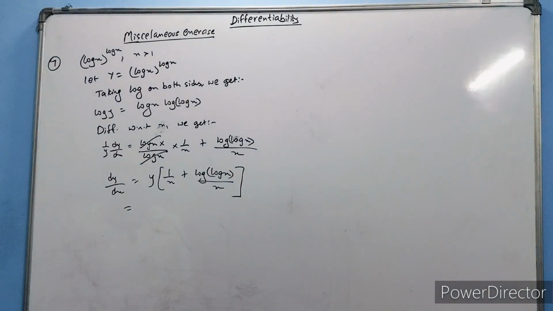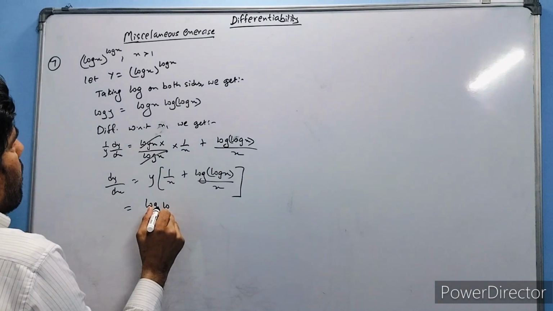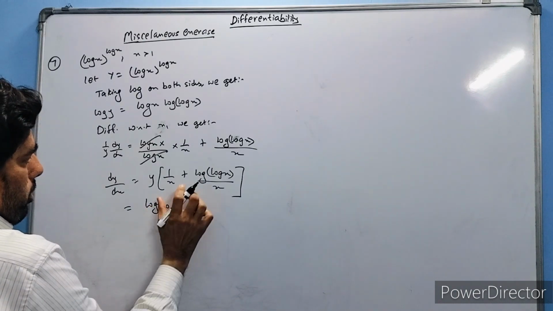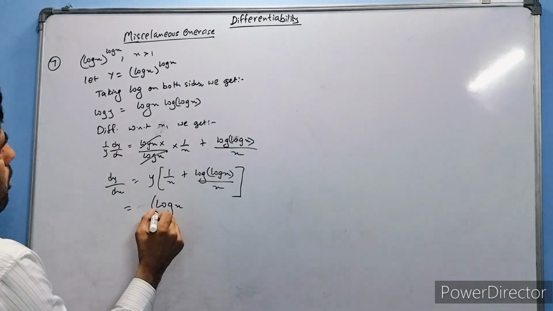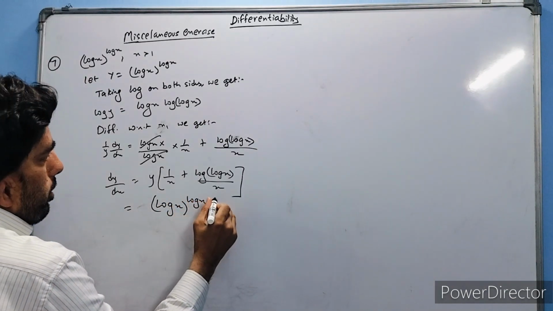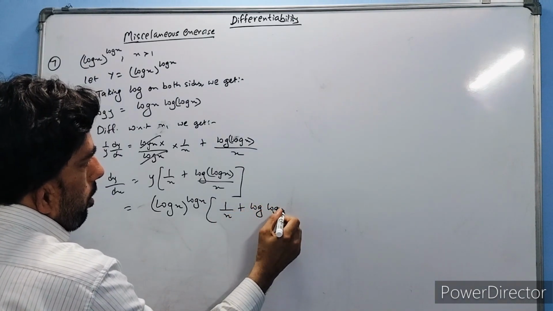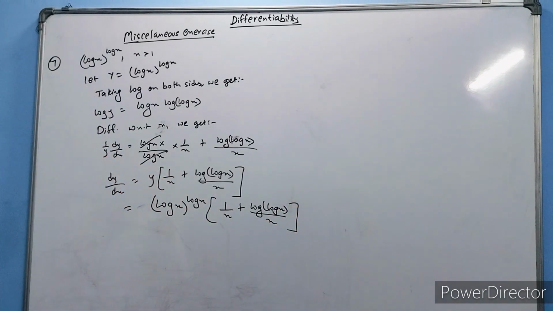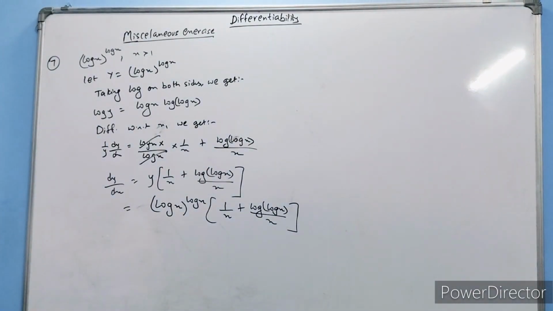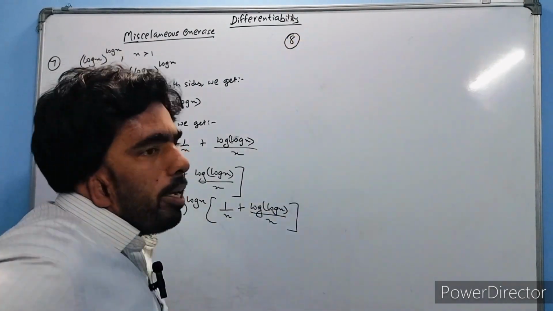Now what is y? y is (log x) to the power log x. So dy upon dx is (log x) to the power log x times 1 upon x plus log of log x upon x. Okay, so that is how we differentiate the function using logarithmic differentiation. Now we'll try to solve the next question.